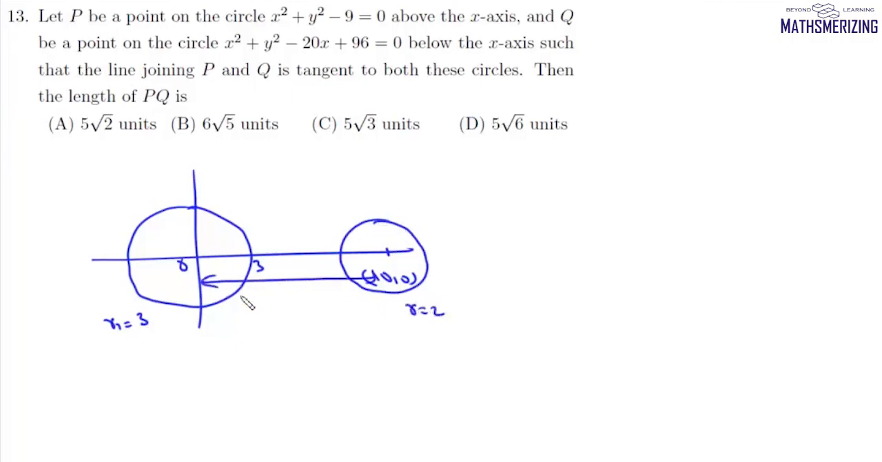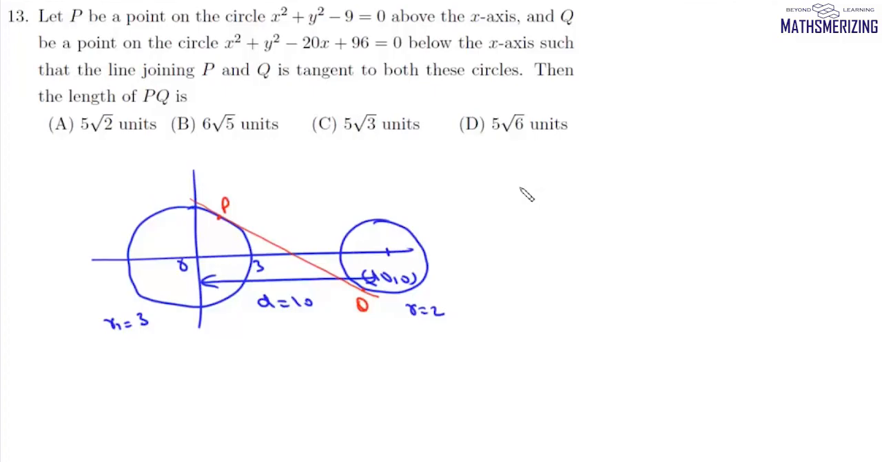And the distance between the two centers is 10. Now it says, let P be a point on the circle above the x-axis. So there is a point P on this circle, and then there's a point Q on the other circle which lies below the x-axis. Now it says this line joining both P and Q is tangent to both the circles. We need to find the length of this PQ.